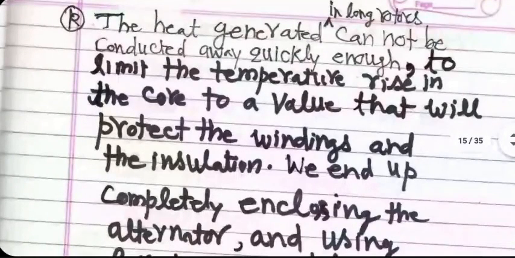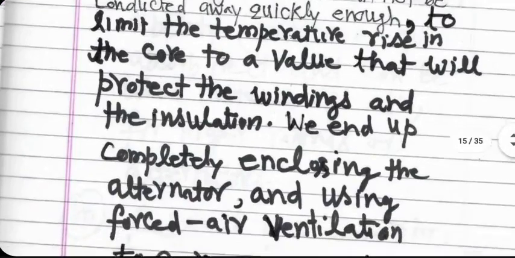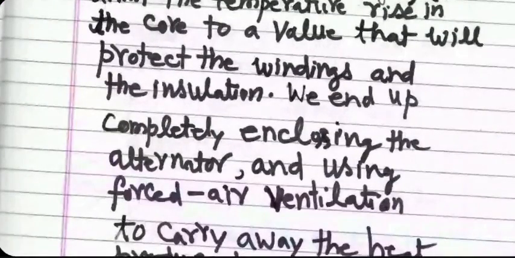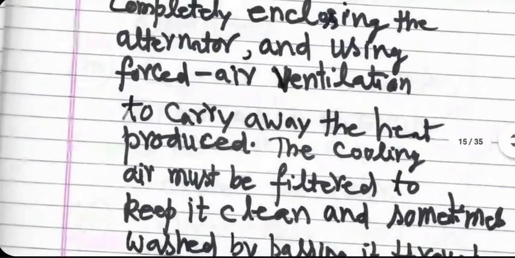The heat generated in long rotors cannot be conducted away quickly enough to limit the temperature rise in the core of the rotor to a value that will protect the windings and the insulation on the windings. We end up completely enclosing the alternator. In fact, even stator has problems. It has also got a lot of temperature. So we end up enclosing the entire assembly, entire alternator. And at least minimum requirement is that forced air ventilation must be there, if nothing else, so that the heat is carried away to the atmosphere.